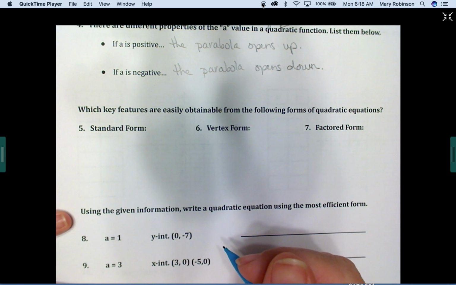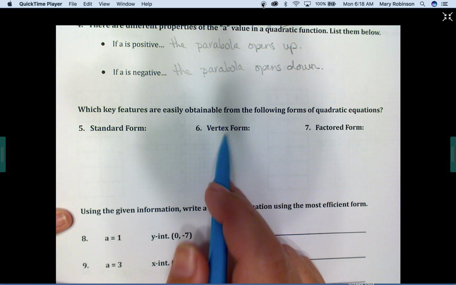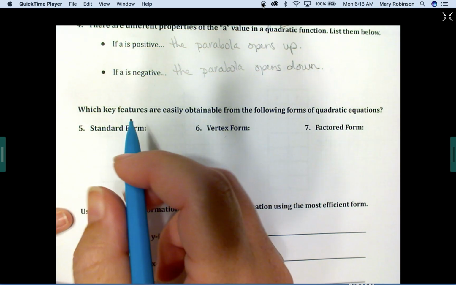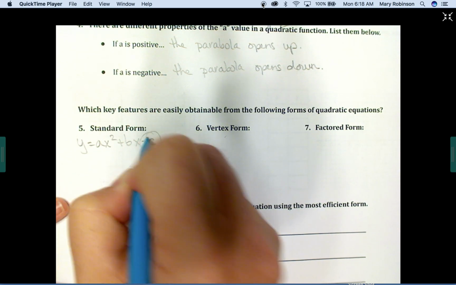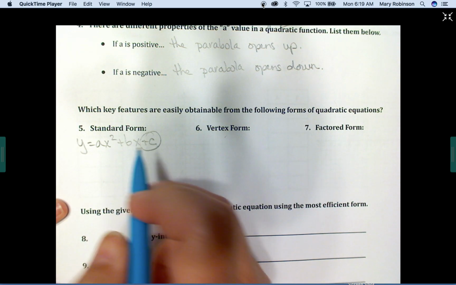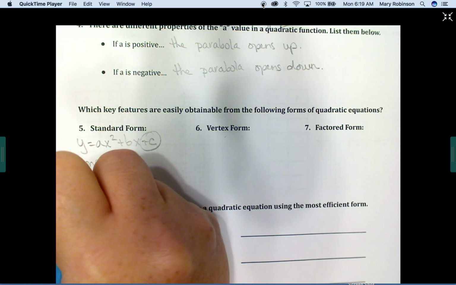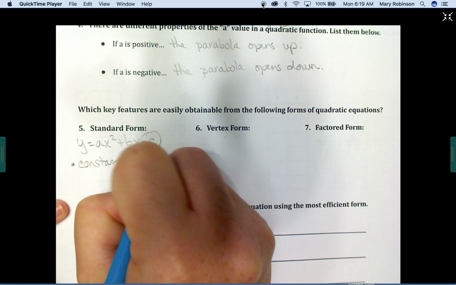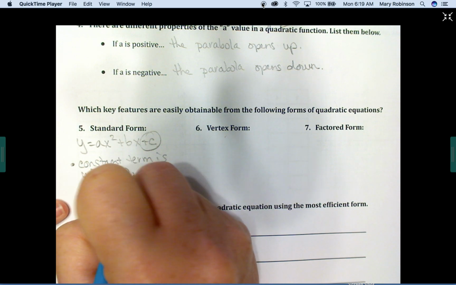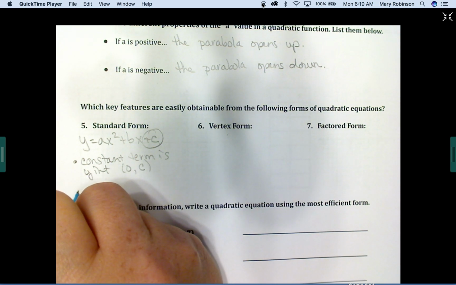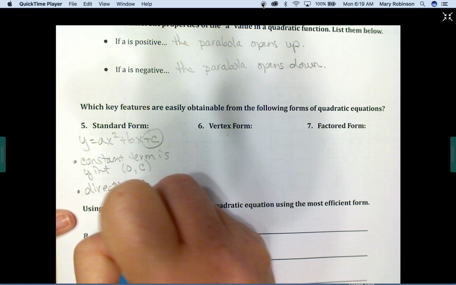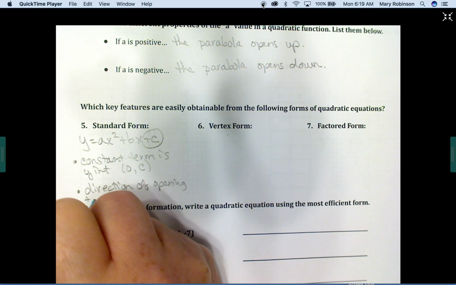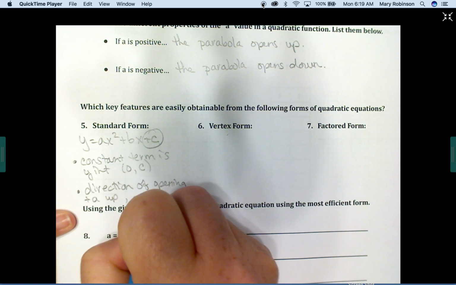Now it says which key features are easily obtainable from the following forms of quadratic equations. You might need to write down the function in each form to help you recall. Standard form is y equals ax squared plus bx plus c. But in standard form, what we know is that the constant term is the y-intercept. So you need to write constant term is y-intercept, the ordered pair 0, c. We also know the direction of opening based on the a value. Positive a up, negative a down.